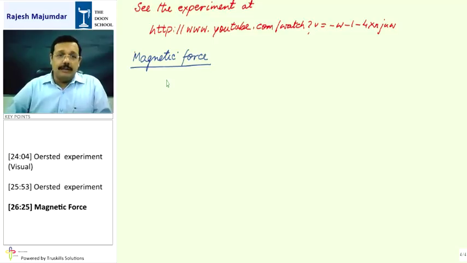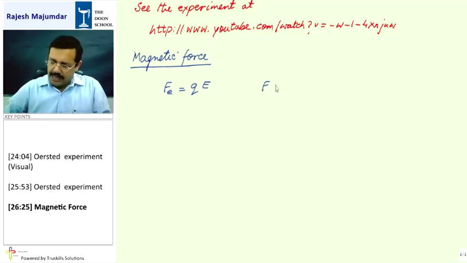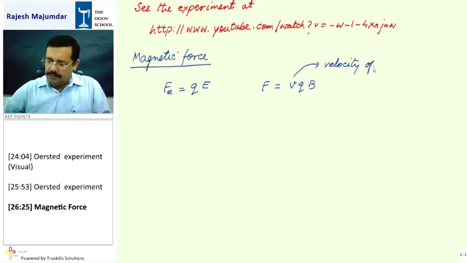I will recall a little bit of the electric force. We say that electric force is equal to charge times electric field intensity. Magnetic force is found out to be q times v, where I would like to define what v is. v is the velocity of the charged particle.